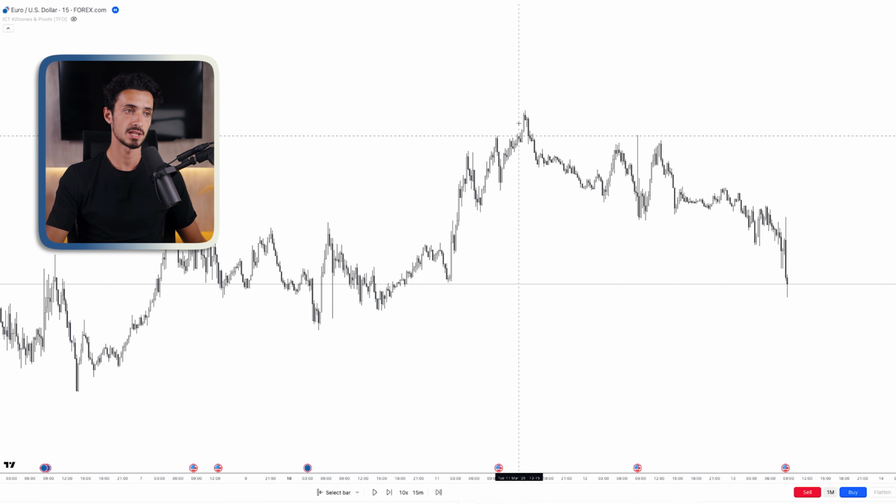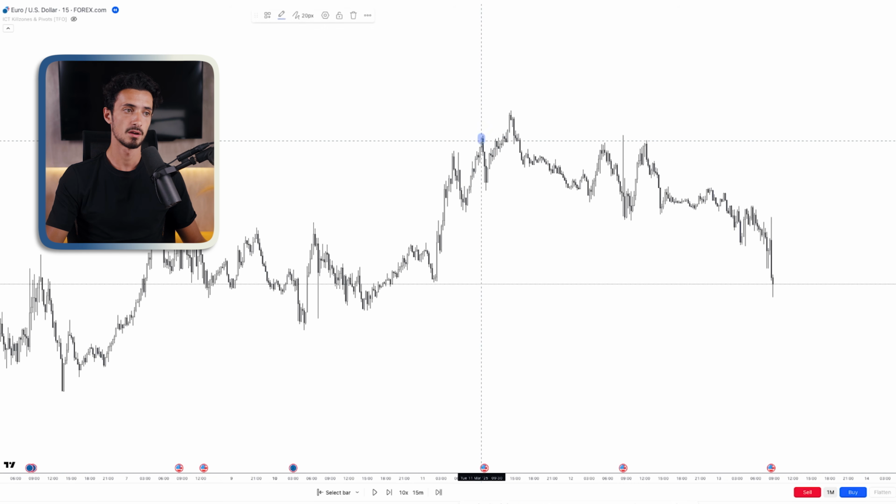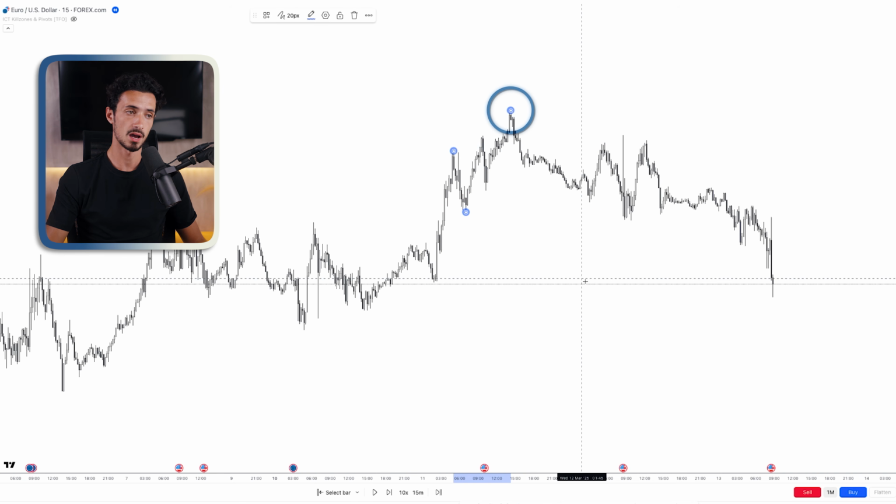Again, my edge tells me this here isn't a high. It doesn't meet my criteria for a pullback. I need to see multiple candles inside of my pullback. So this is my swing high, this is my swing low, and this is my swing high for the 50-minute time frame.